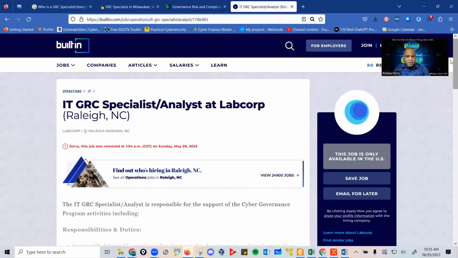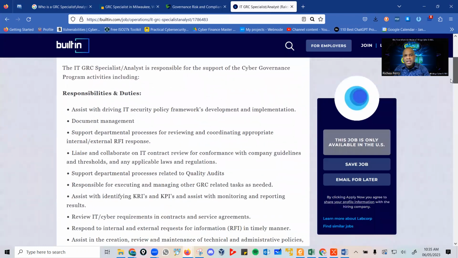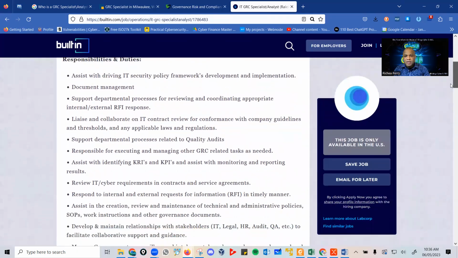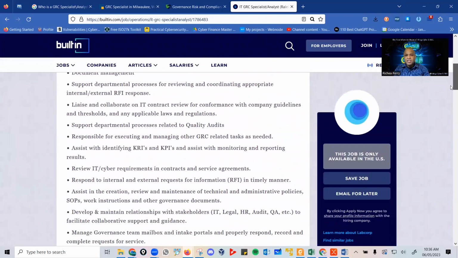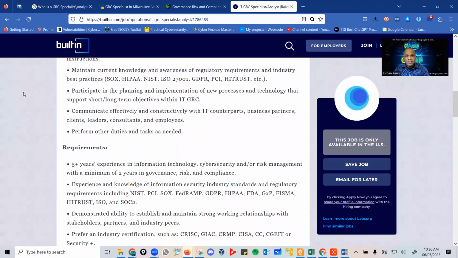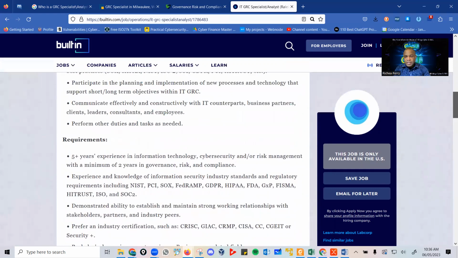We also go to another job description, and it highlights similar responsibilities and duties: assist with driving IT security policies, frameworks, development and implementation, document management, working with various GRC systems that are in place within many organizations. Many organizations use, for example, RSA Archer, OneTrust, and a number of other platforms to manage overall GRC functionalities. You're talking about audits, IT, developing and maintaining relationships with stakeholders, working with various standards, frameworks, compliance, regulations, planning, implementation of new processes, and looking at the various requirements, being familiar with NIST, PCI, HITRUST, depending on the industry that you're working in.